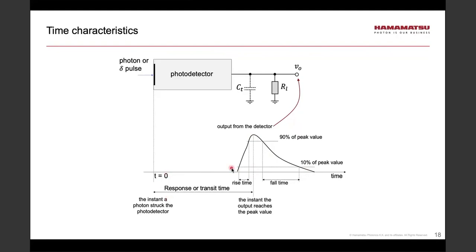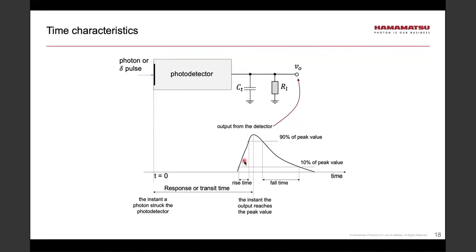Now the time it takes for the pulse to go from 10% to 90% of the peak value is known as rise time. Rise time is often crucial in various detection setups. Now the signal declines, and the time it takes for the signal to decline from 90% of its value to 10% is known as fall time. Also sometimes important, but perhaps not as important as rise time.